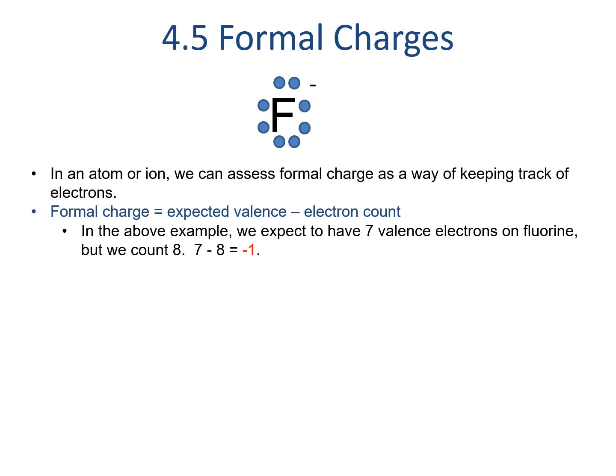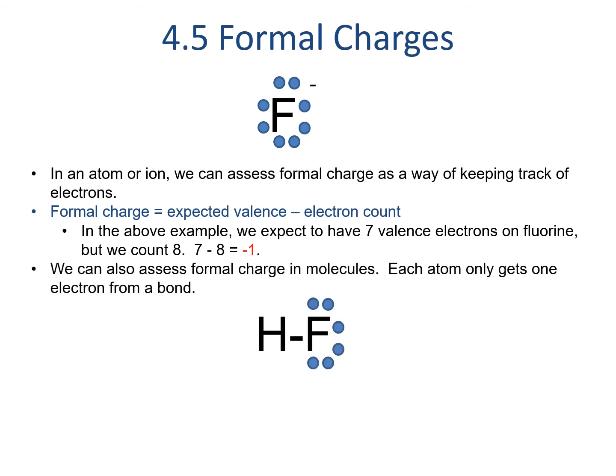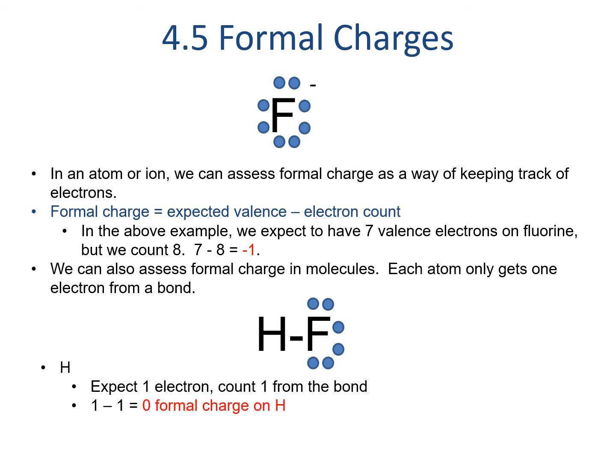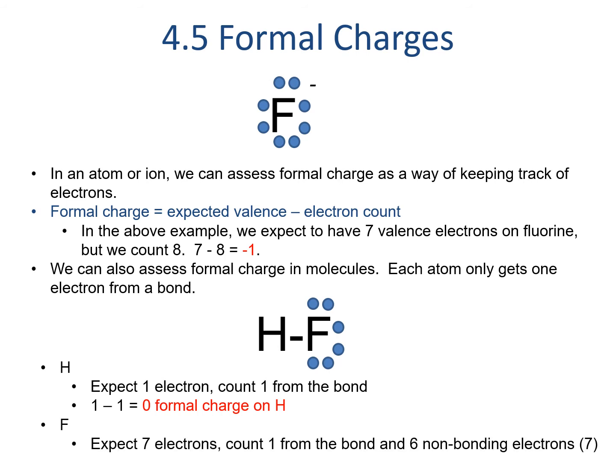Take this example for hydrogen fluoride. On a hydrogen, there are no non-bonding electrons. We'd expect 1 electron from H, and we get 1 from the bond, so the formal charge ends up being 0. Likewise, fluorine should have 7 electrons. We get 1 from the bond and 6 from the non-bonding electrons, and it has 7, and we end up with a formal charge of 0.